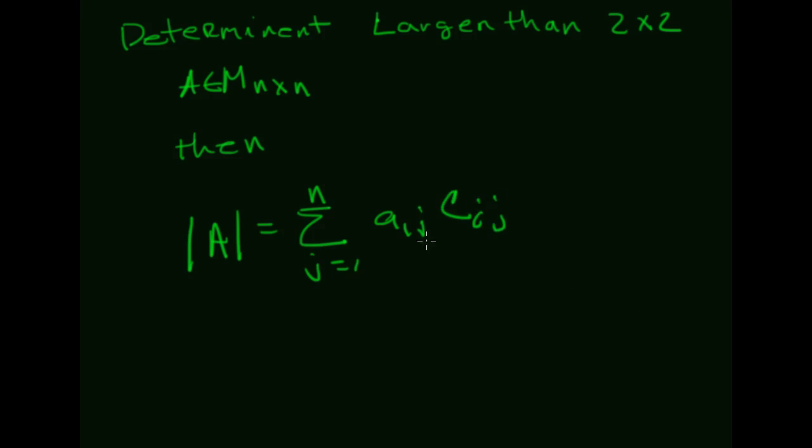Okay, so I'm going to basically take the first row. Oh, that should be 1 as well. Take the first row of the matrix. I'm going to take all the values. I'm going to multiply them by their cofactors and create the determinant.